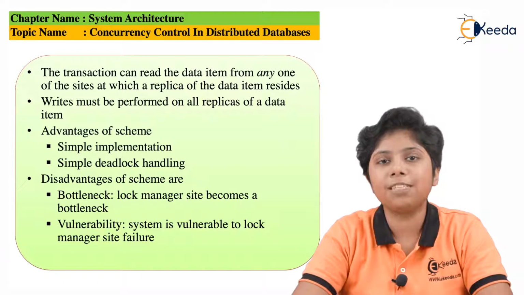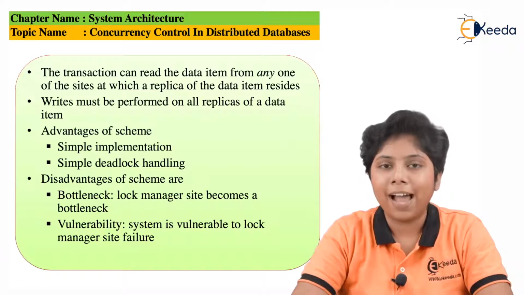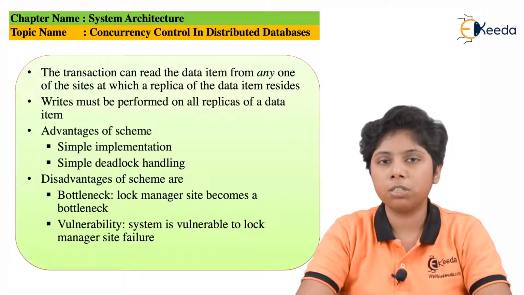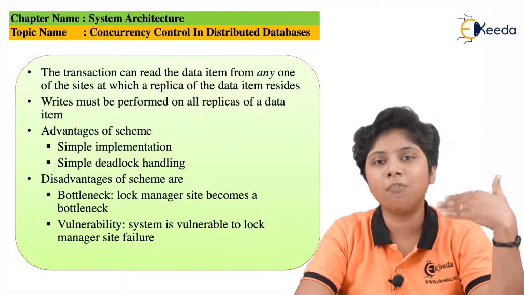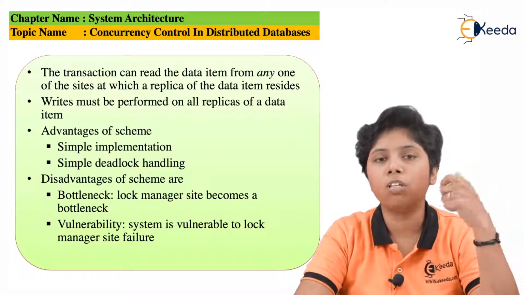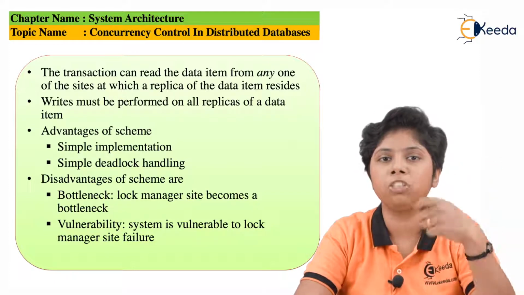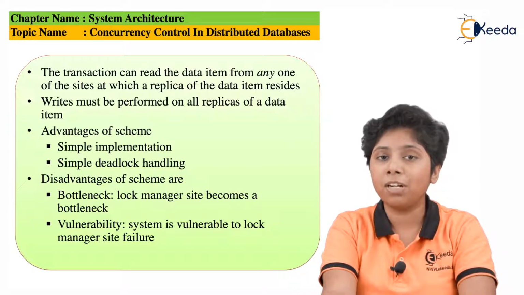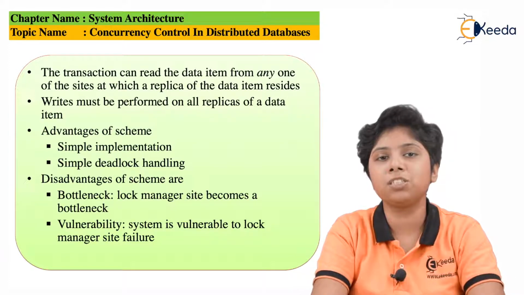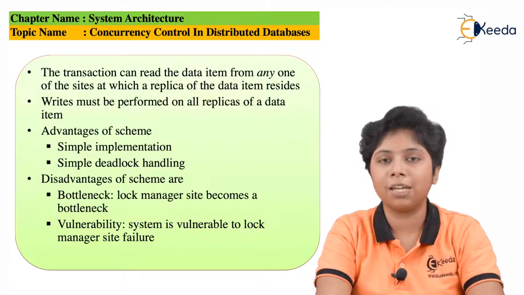And the second one is simple deadlock handling. If a deadlock occurs, it will occur only at one site, so it will be easier for us to handle the deadlock with all the primitive deadlock prevention, avoidance and handling algorithms. But there are advantages as well as disadvantages to this single site locking mechanism.